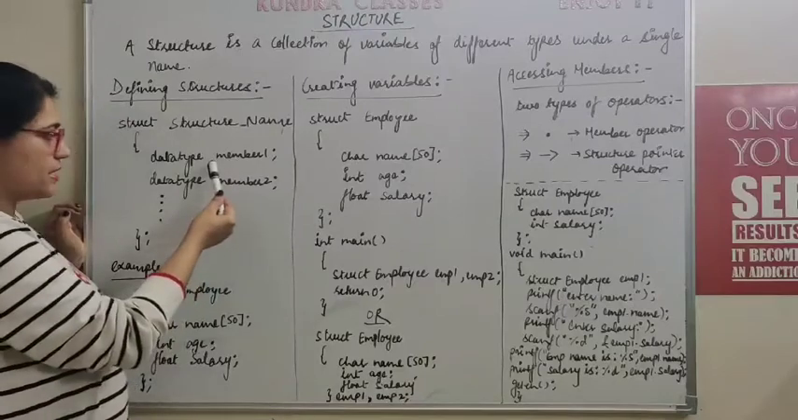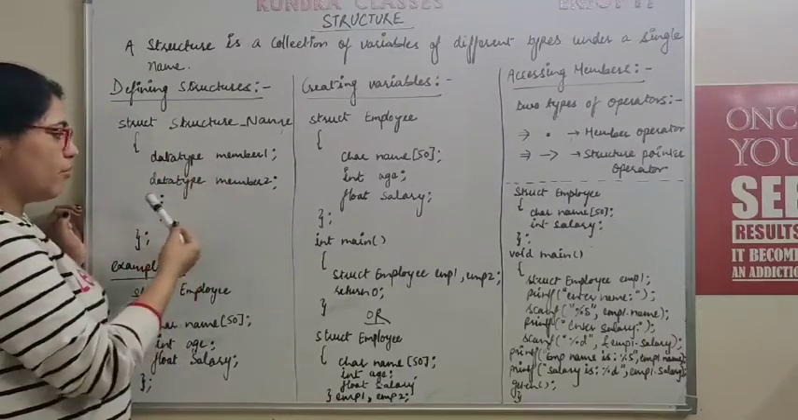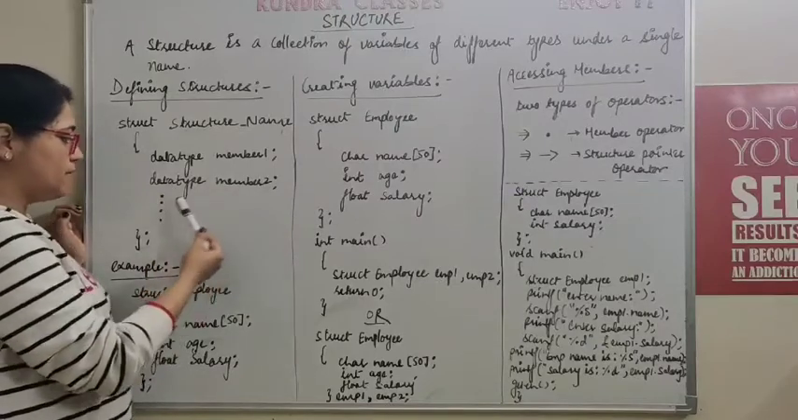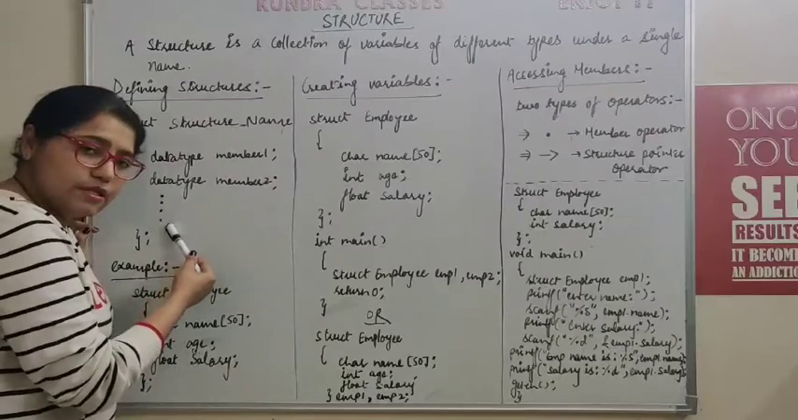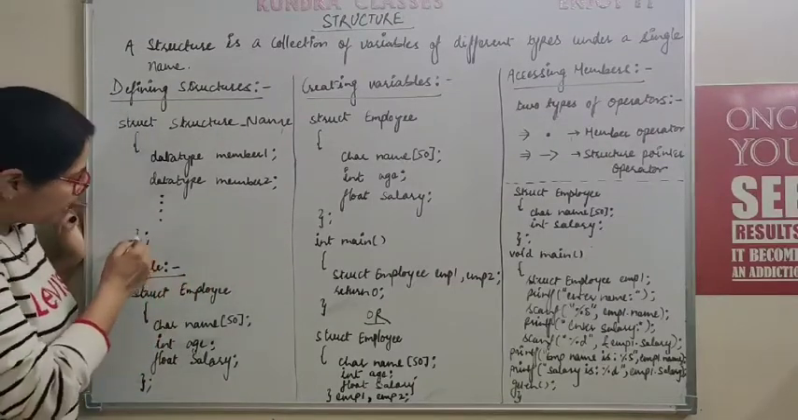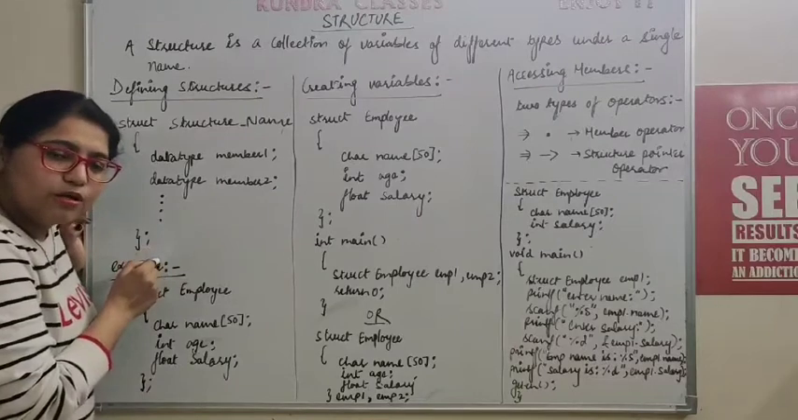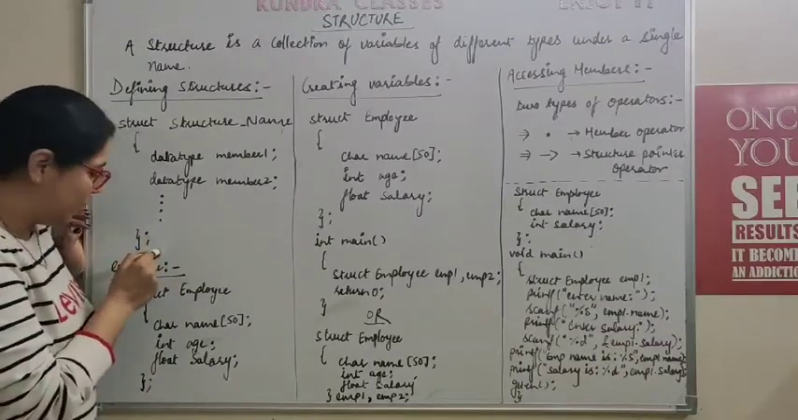Like I have given the example, this is the structure syntax. Data type member name 1, data type member name 2, and you can include as many data members with different data types inside the structure, and this structure will end with a semicolon. Do remember, आपको याद रखना है कि structure जो है semicolon से end होगा.